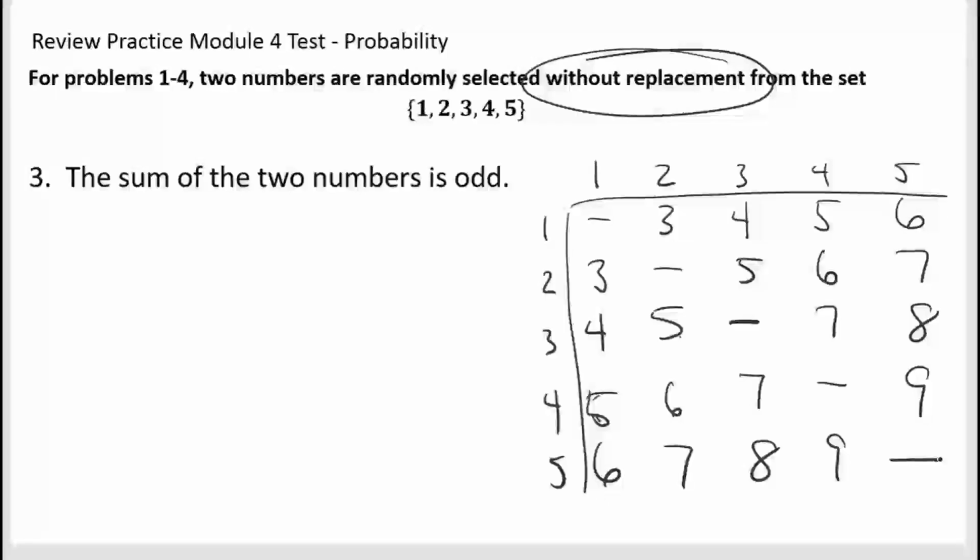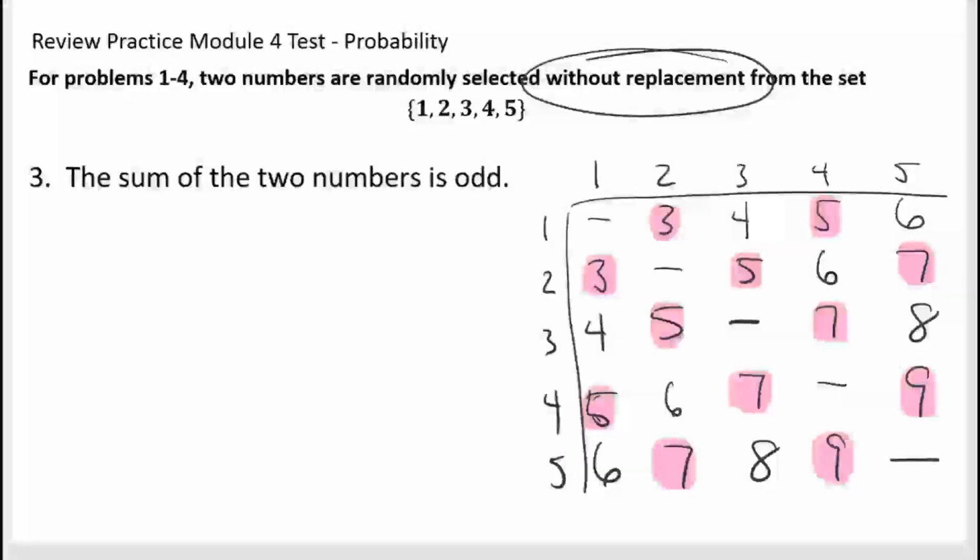So let's do this. It's asking for the sum is odd. So look, 3 is an odd number. I need to make that bigger, don't I? 3 is an odd number, 5 is an odd number, 3 is odd, 5 is odd, 7 is odd, 5 is odd, 7 is odd, 5, 7, 9, and then 7 and 9. I think I've got all the odd ones highlighted, right?